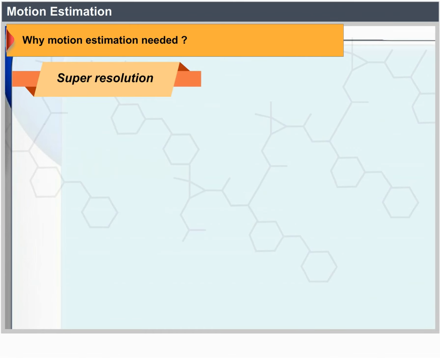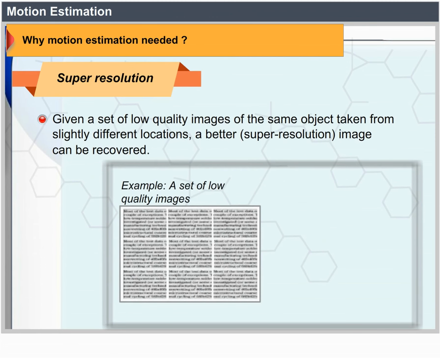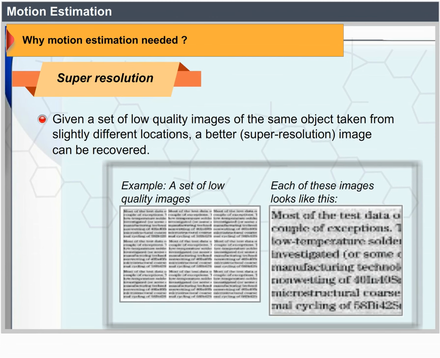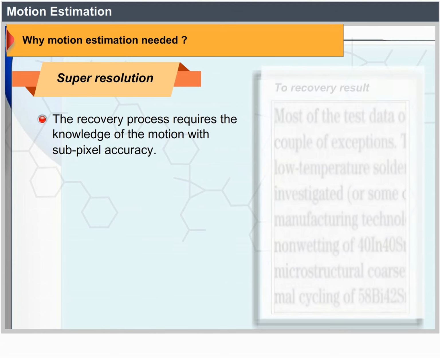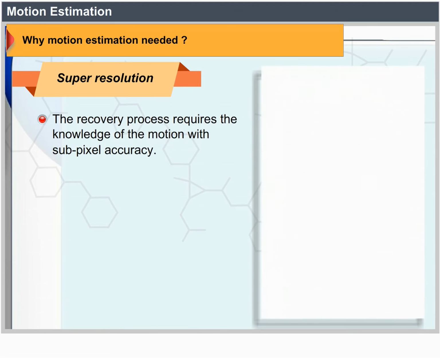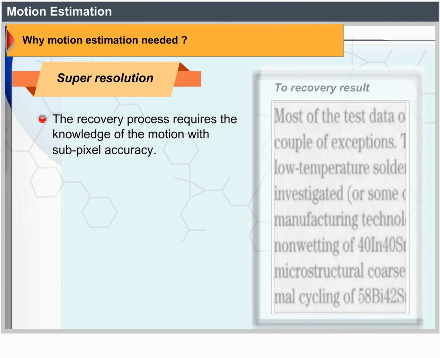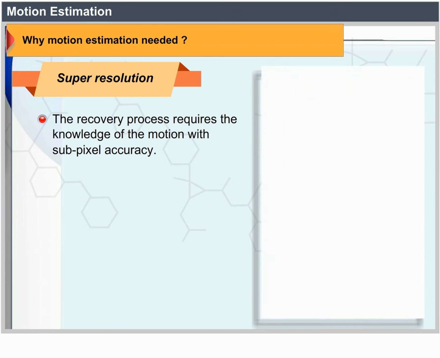Super resolution. Given a set of low-quality images of the same object taken from slightly different locations, a better super-resolution image can be recovered. The recovery process requires a knowledge of the motion with sub-pixel accuracy. We can now see an example. A set of low-quality images is seen on the screen. Each of these images looks like this. After super resolution, we get the recovery result like this.